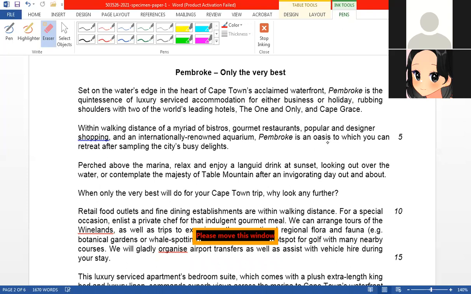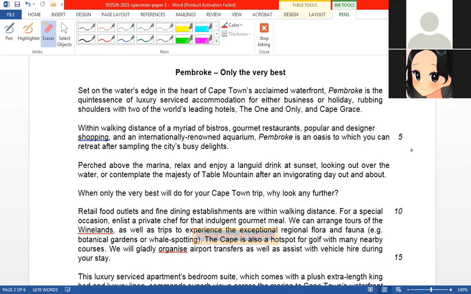Visual effect also. Perched above the marina, relax and enjoy a languid drink at sunset, being close to nature, look out over the water, or contemplate the majesty of Table Mountain after an invigorating day out and about. So when you're tired, you can relax, you can enjoy the sunset. It has everything to sustain your level of enjoyment. It's looking at your mental peacefulness. It's giving you a bit of physical exercise, like moving about the location.